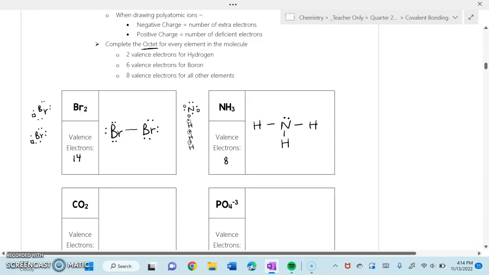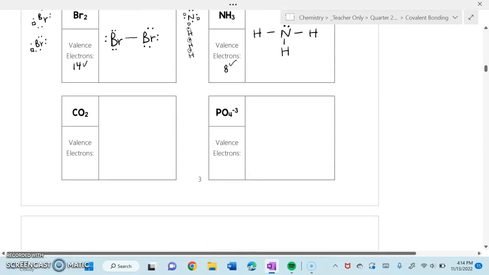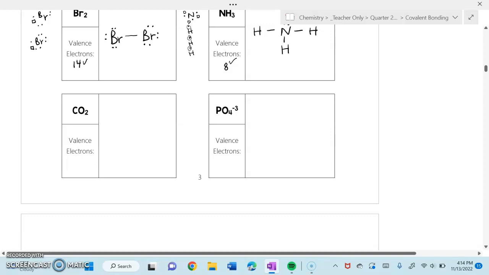Let's make sure that we're using just these 8. 2 from this bond, 2 in this bond, 2 in this bond, and a lone pair. That's 8 electrons being used. So we did correctly use our valence electrons. If we go back to bromine and do the same check to make sure we used only these 14, we have 2 in this lone pair, 4, 6, 8, 10, 12 in all of our lone pairs, and then 2 in a shared pair, so that is 14. Also used them. That's going back to our first rule, count and share exactly the molecule sum. We were just checking that we used exactly the molecule's sum. Come back to part 2 for CO2 and PO4.